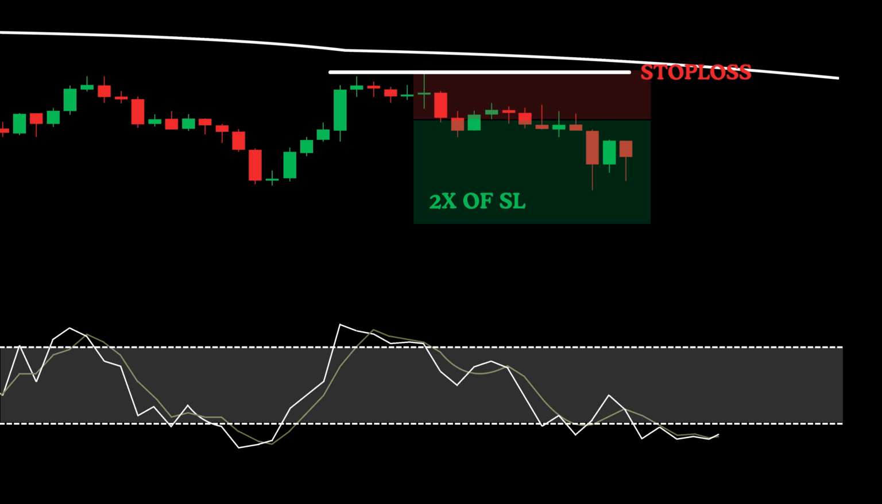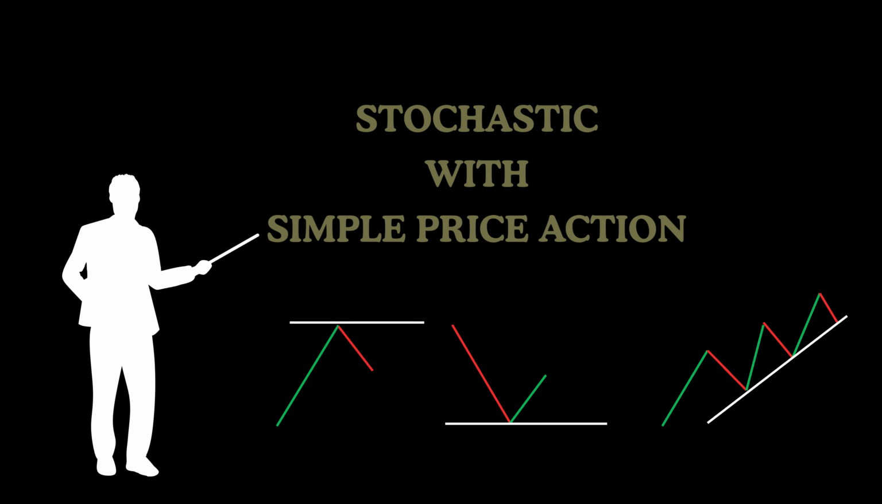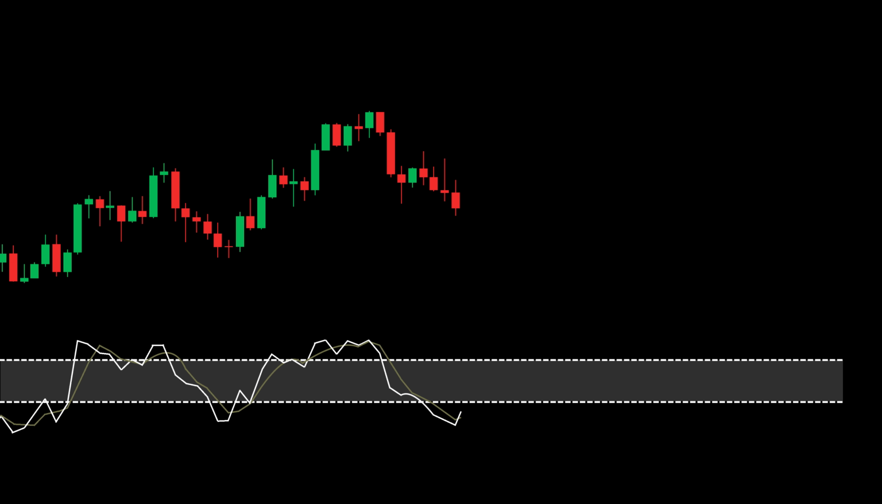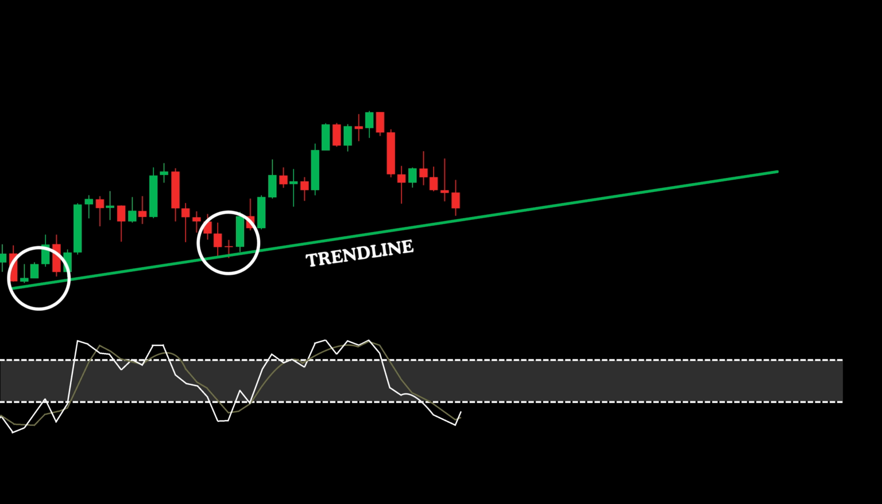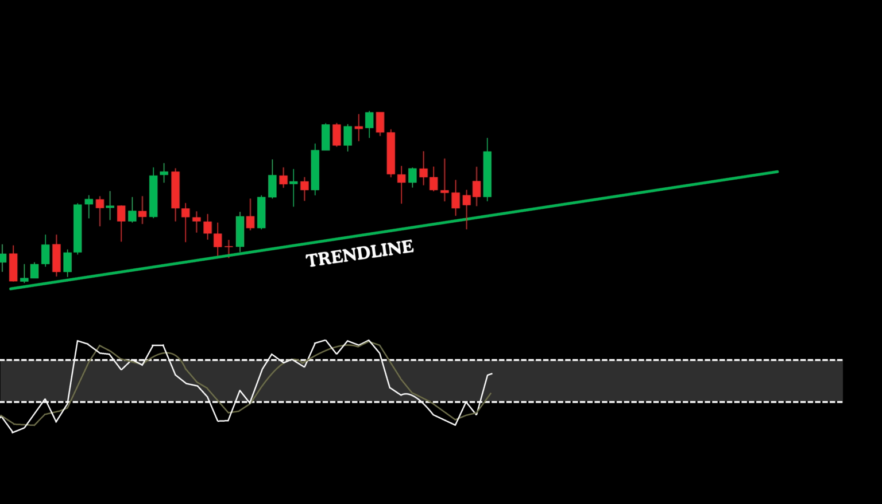Next, let's explore another strategy, combining stochastic with basic tools like support, resistance, and trend lines. In a trending market, we can draw a trend line like this. Observe the pattern. Whenever the price rises, stochastic reaches a certain level and the market reverses. This happens repeatedly. Now the pattern is forming again, and the price may stay around this level. At the same time, the stochastic is in the oversold zone, but we need to wait for it to break that level and start moving upward.